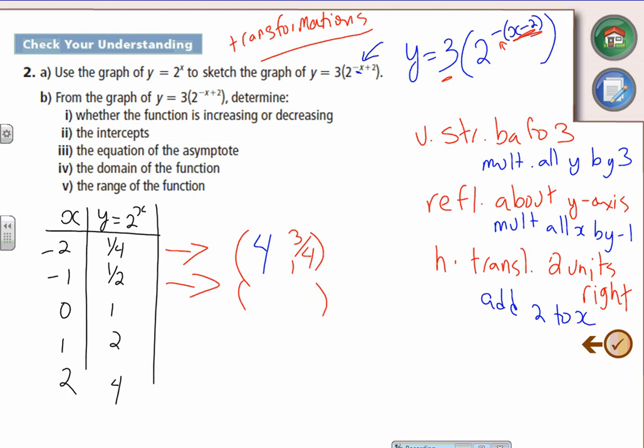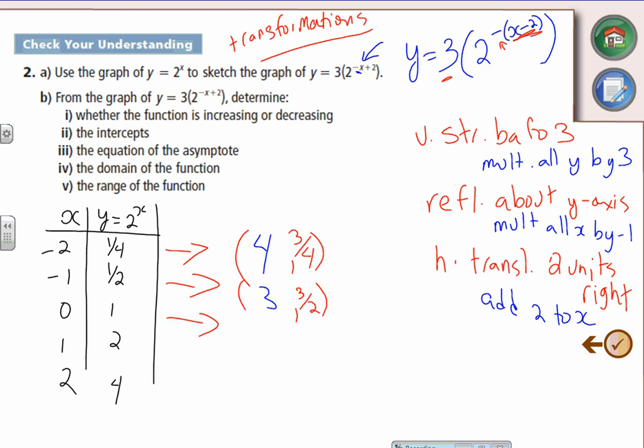Let's do the next one, same process. Take the 1/2, multiply the y by 3, which gives us 3/2, or 1.5 if you prefer. And then we take the -1, multiply by -1, which gives us 1. And then 1 plus 2, which gives us 3.